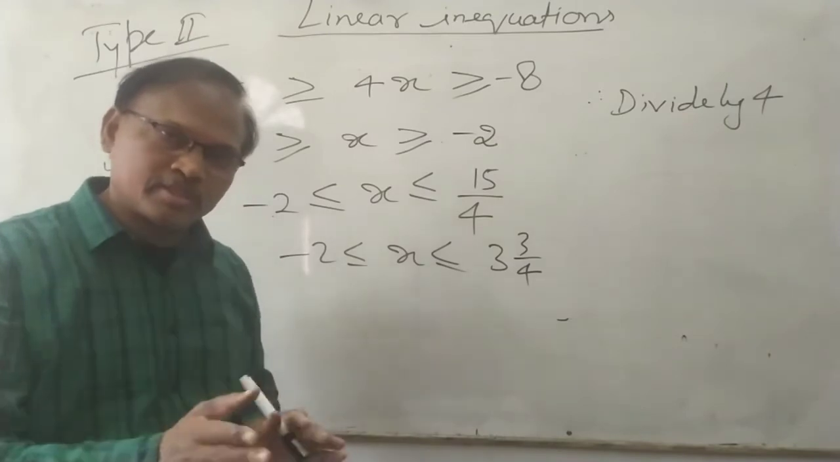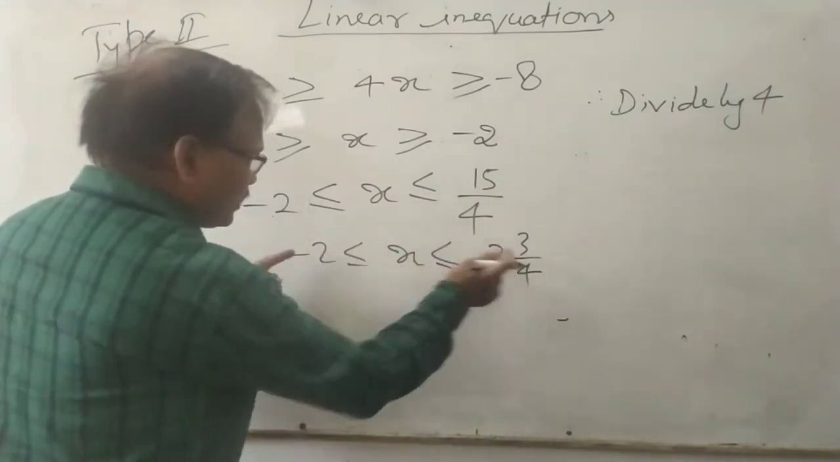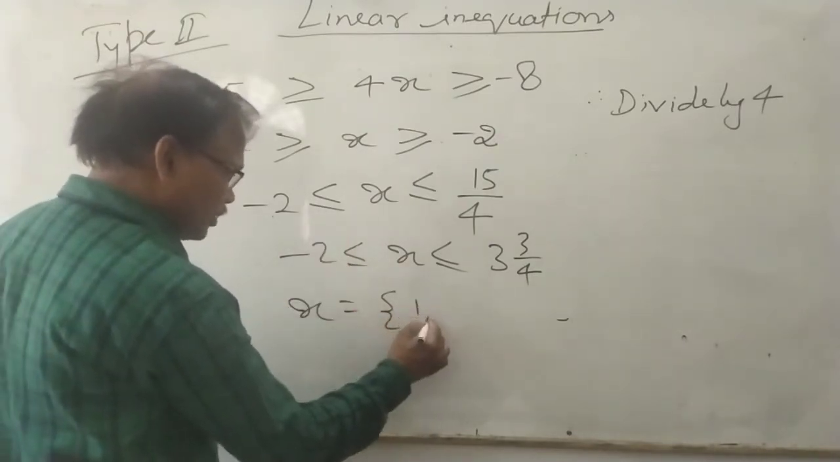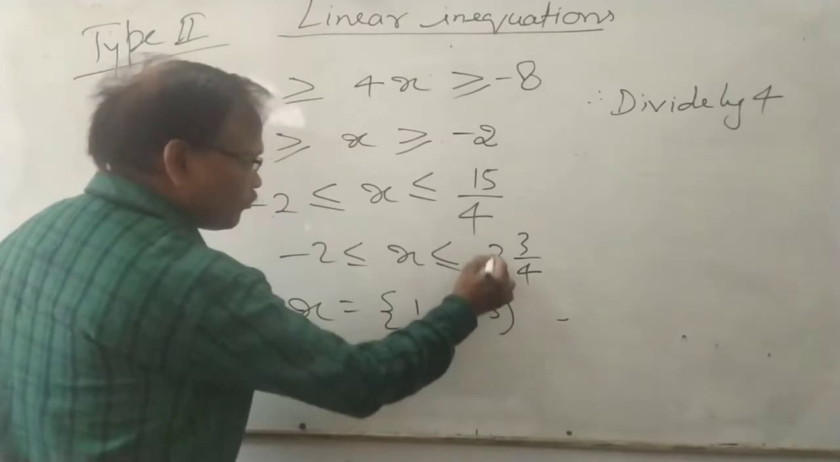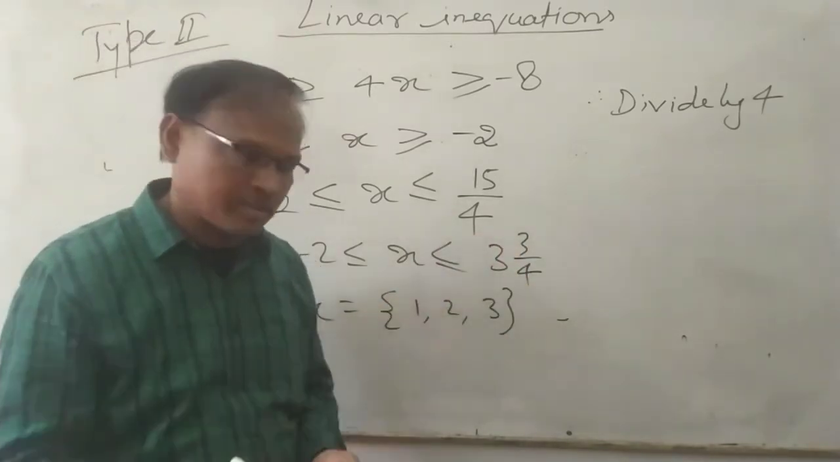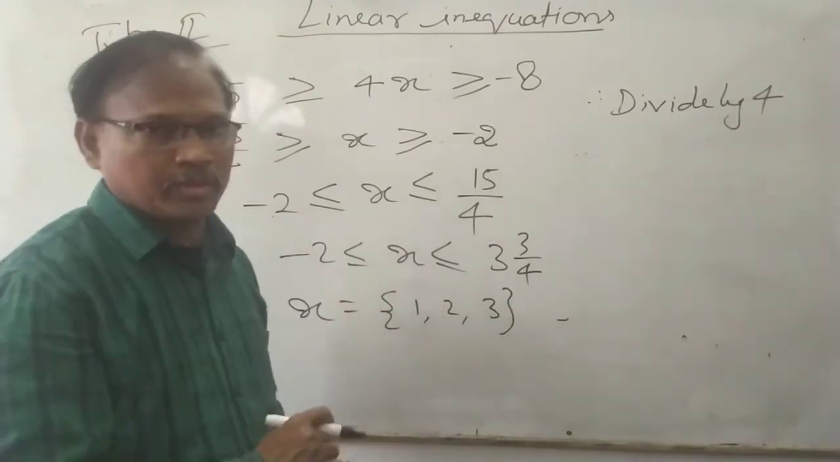How many numbers are there? Natural numbers are there in between these two numbers. So everyone can find that is 1, 2 and 3. 4 is not there because it is less than 3 and 3 by 4. So 4 तो हो ही नहीं सकता. So only 3 numbers are there that are the natural.